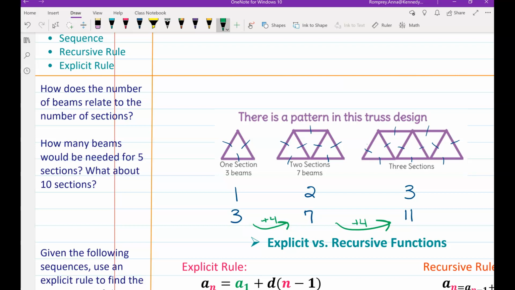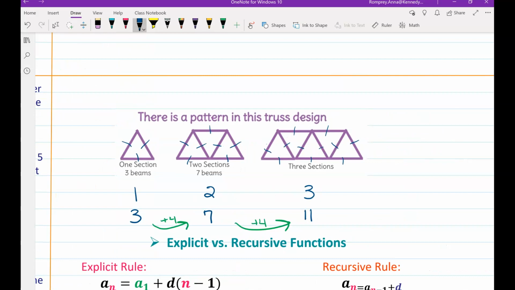So how many beams would be needed for 5 sections? Well, if we continue this pattern, so 4 sections, I'm going to add 4 more beams. So I end up with 15 total beams. So 5 sections, when I add 4 again, I'll end up with 19 beams. So 5 sections has 19 beams.